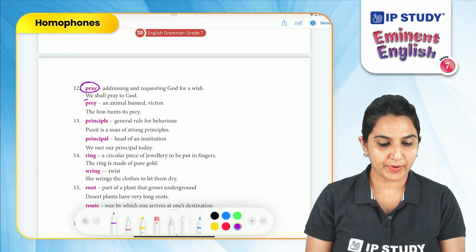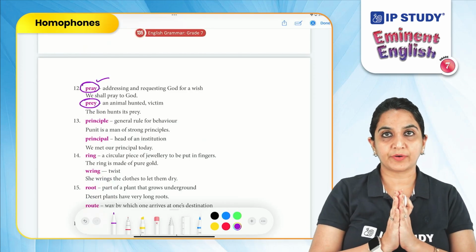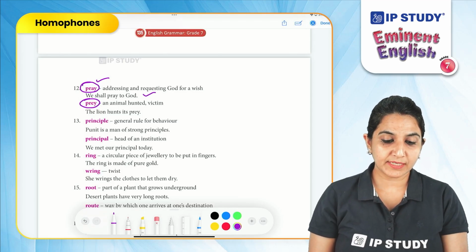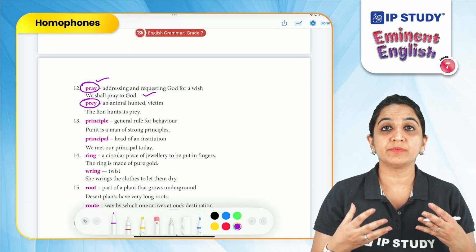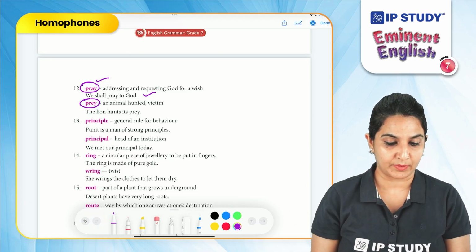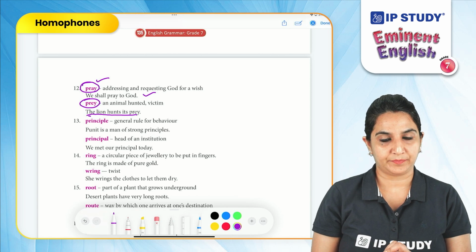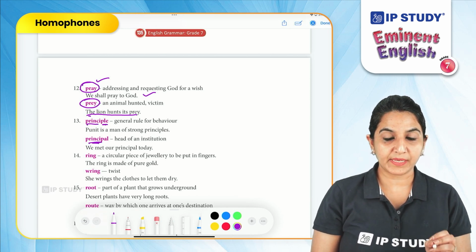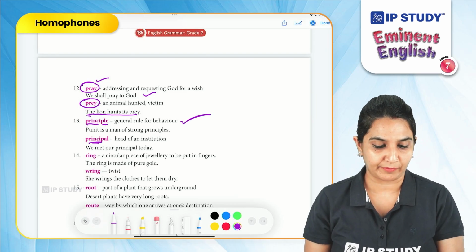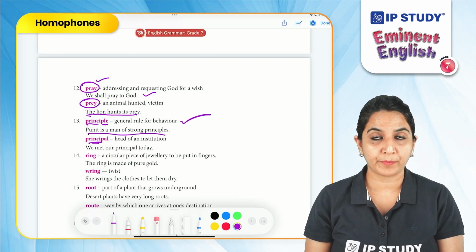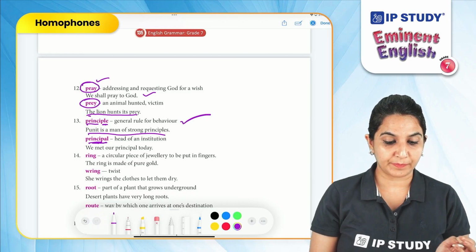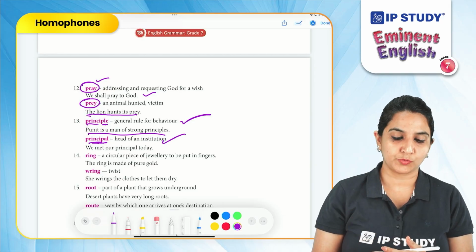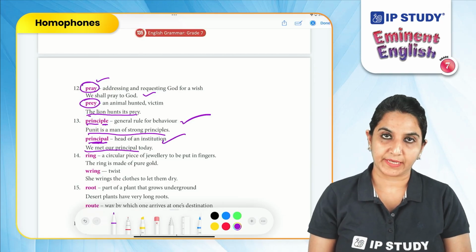Pray, pray. This pray is addressing or requesting God, like with folded hands when we pray, we shall pray to God. This prey means the animal hunted, the animal who is a victim, and the other animal hunts that animal. The lion hunts its prey. Principle, principle. This principle with PLE is a general rule for behavior. Puneet is a man of strong principles. This principal with PAL is the head of an institution, like you have a principal in the school. We met our principal today.